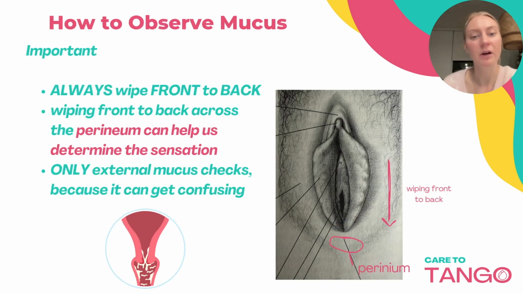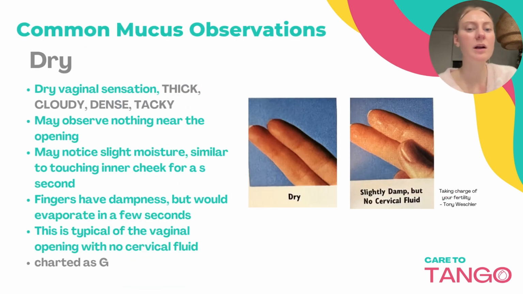How we are observing: we're always wiping from front to back, and we are wiping across the perineum, because that can help determine the sensation. You can see on the bottom of that picture, that is where your perineum is. And again, we are only doing external mucus checks, because if we do the internal, it can get really confusing with the moistness. So let's go over a couple different mucus observations that you can see along with some pictures.